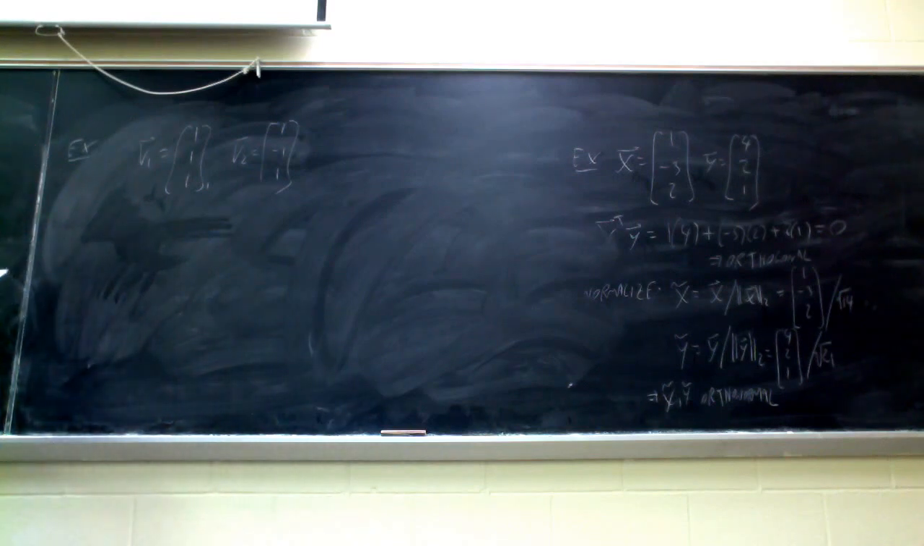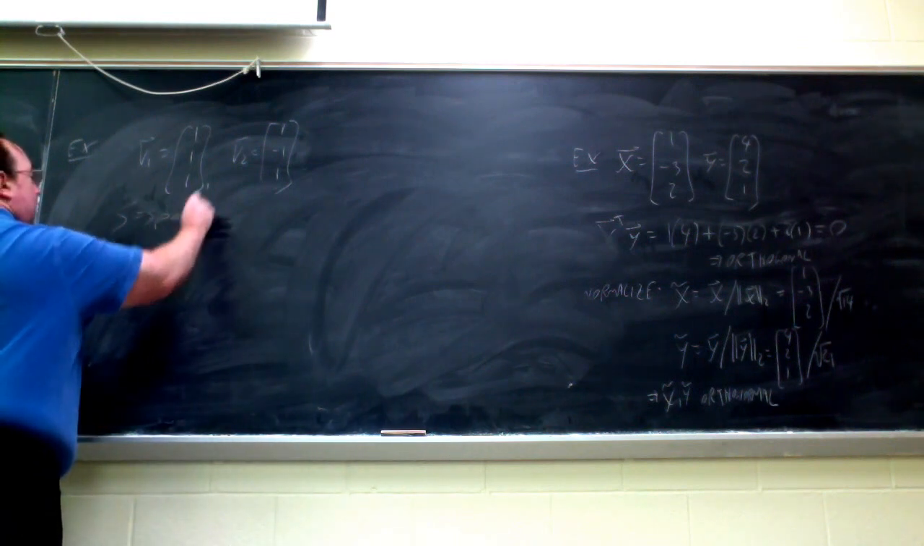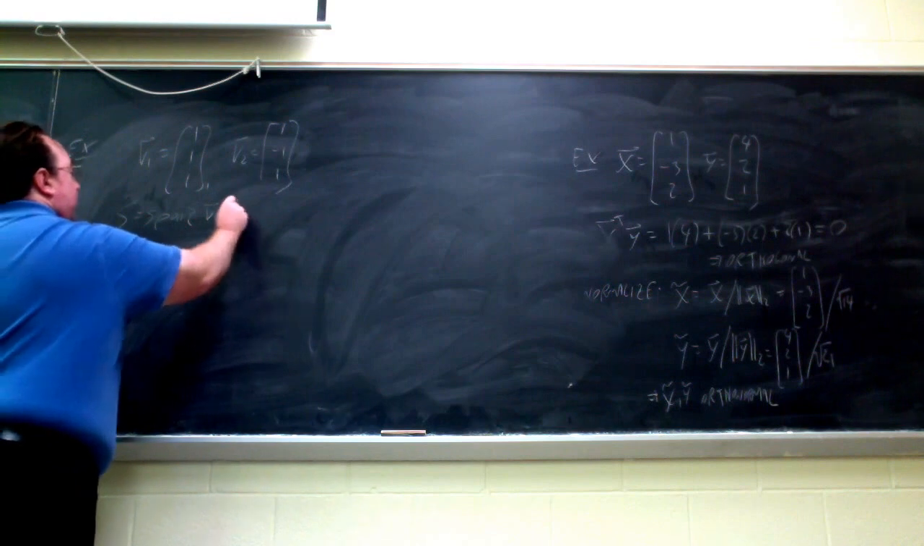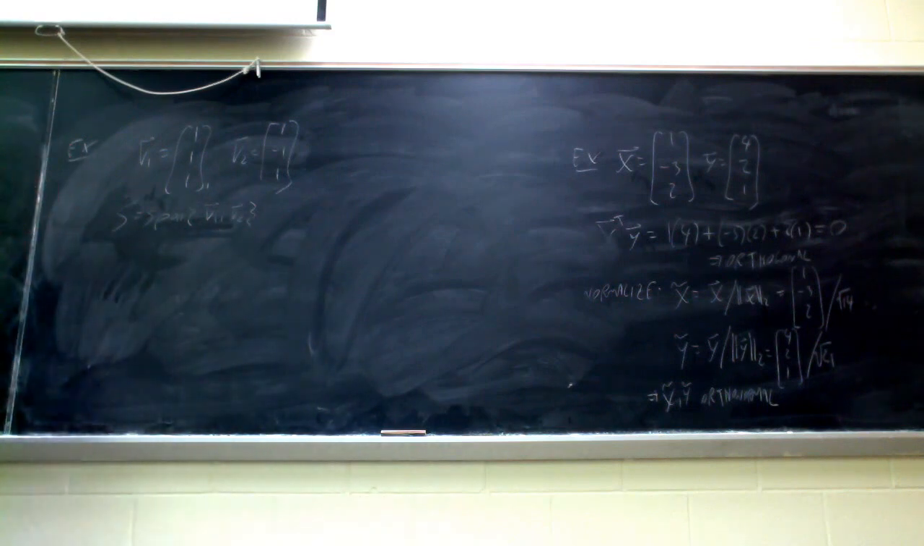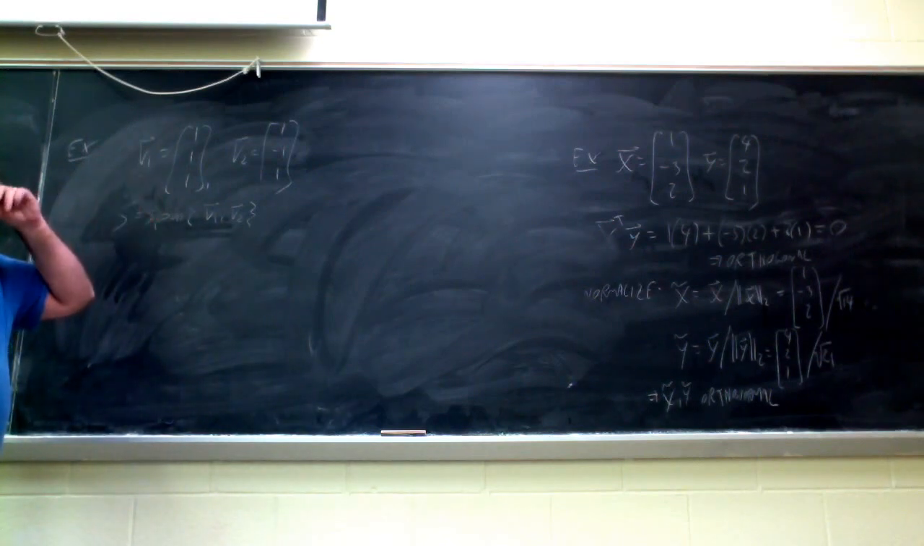I only have 3 dimensions to work with. 2 of them are taken up by S. So I define S to be the span of V1 and V2. So S perp is going to be a set of all vectors that are orthogonal to both of these.